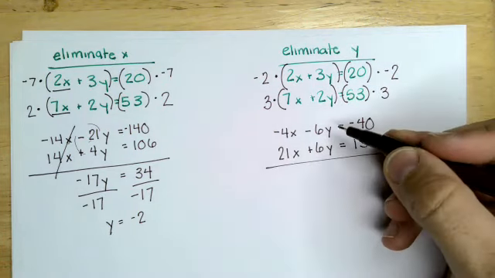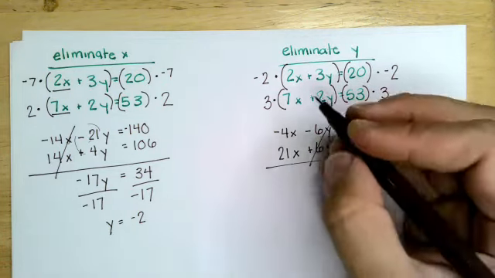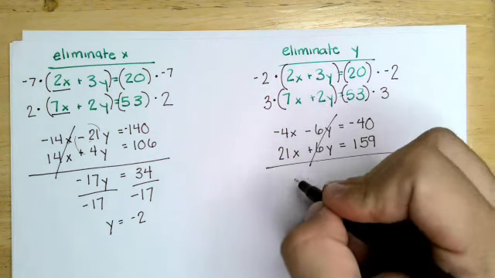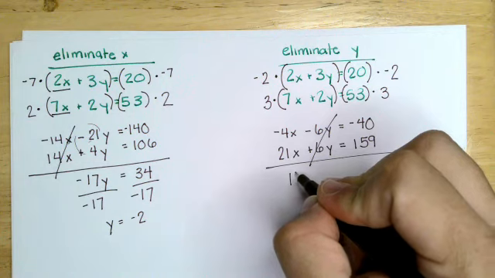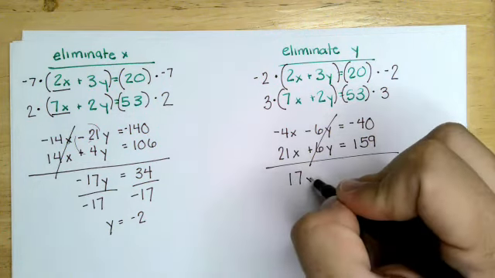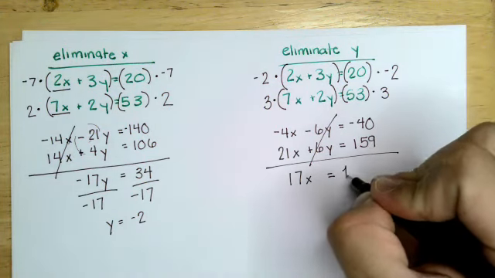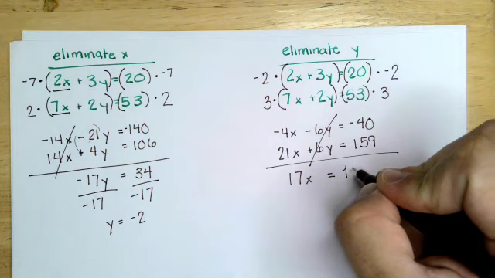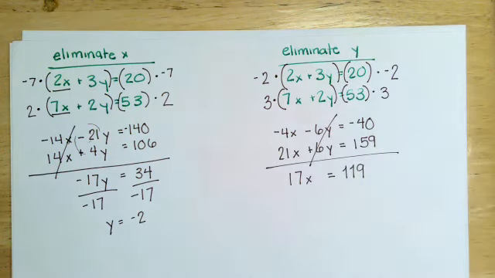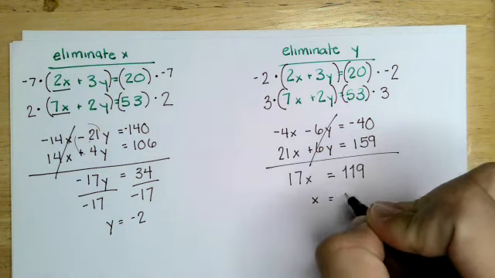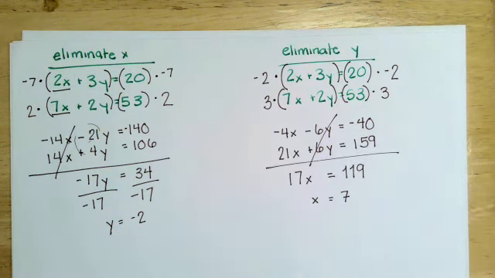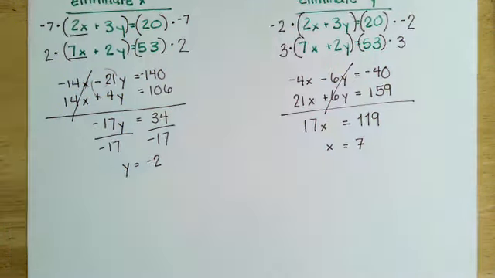All right, so now I have the -6y and the positive 6y, they're gone. 21 minus 4 again is 17x. But this time it's a positive. 159 minus 40 is 119, right? 119 divided by 17 is 7. All right, so those are just how you would eliminate either one. And it doesn't really matter whether you choose to eliminate x or eliminate y.